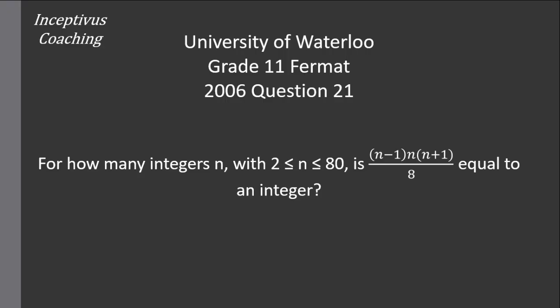Hi guys, today we'll discuss this number theory problem from Waterloo's grade 11 Fermat contest. This is question number 21 from year 2006, and it reads: for how many integers n with n between 2 and 80 inclusive is (n minus 1) times (n plus 1) divided by 8 equal to an integer?